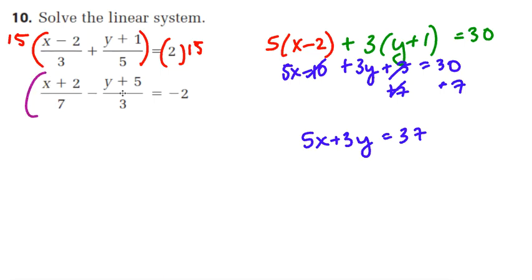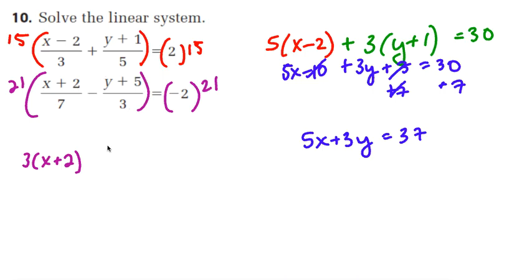In the second equation, I'm going to do the same thing. I want to get rid of these fractions, so I'm going to multiply both sides by a common multiple, which in this case, a good one I think would be 21. So when I'm looking at the first fraction, 21 divided by 7 is 3. So what I'll have left over is 3 times x plus 2.